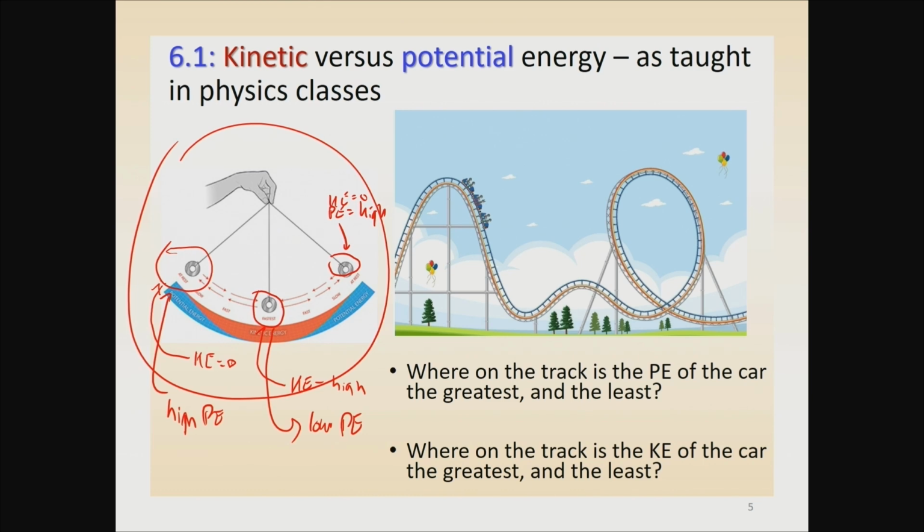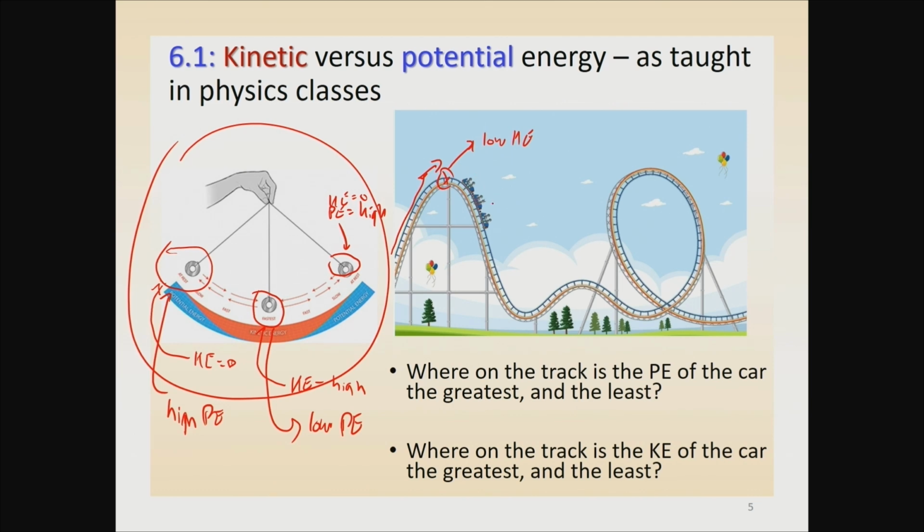Okay, so let's look at this roller coaster track and figure out where the car will have the highest amount of kinetic energy and the lowest amount of kinetic energy. Well, if you know anything about roller coasters, when it gets to the top here, right before you're about to go down, you're going to have relatively low kinetic energy for the car on the roller coaster, right?